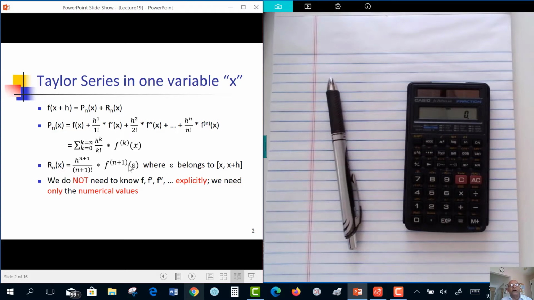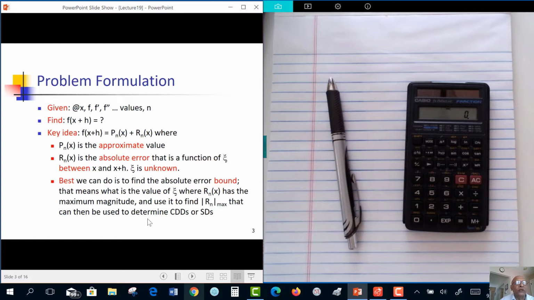So what we do instead is we find out what is the largest value of this remainder term in this range, largest magnitude, and that becomes our absolute error bound. So let's again formulate the problem. Let's suppose at some x value, we know the function, its first derivative, second derivative, and so on. And we also know how many terms or how many derivatives we have. Then our goal is to predict or approximate the value of the function at x plus h.